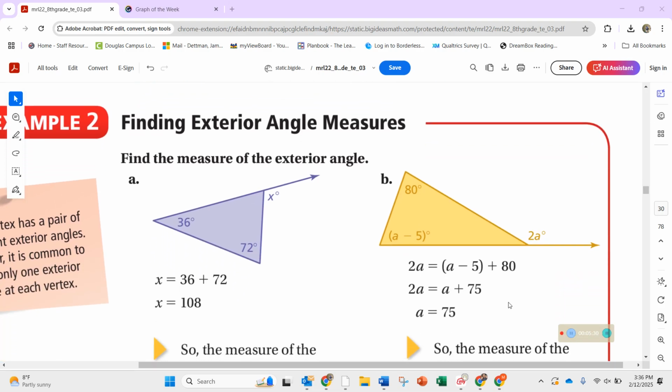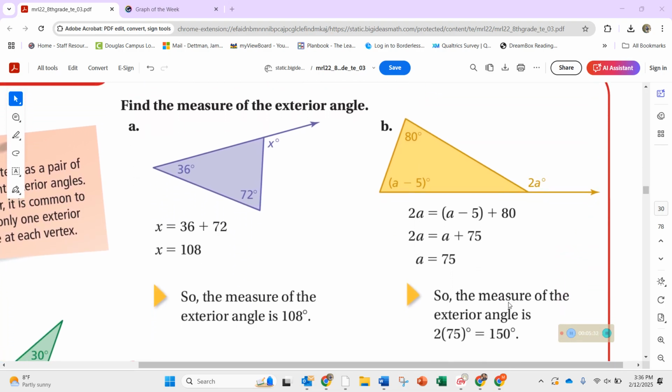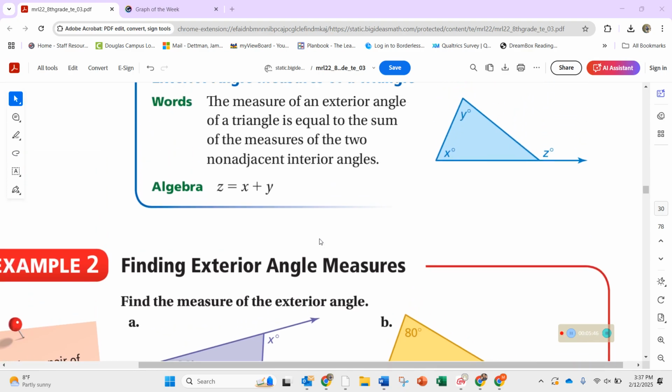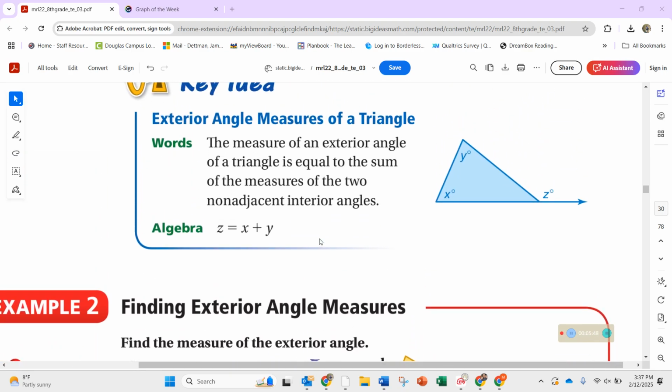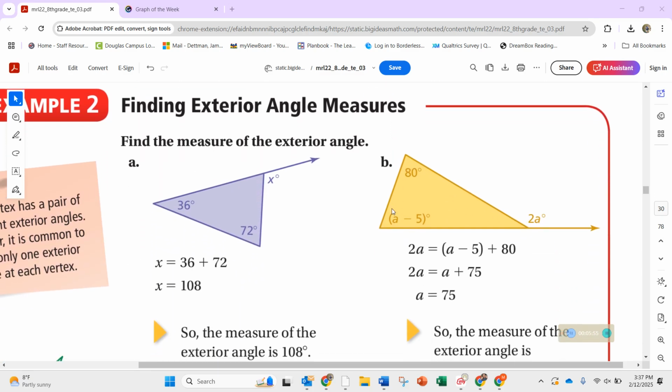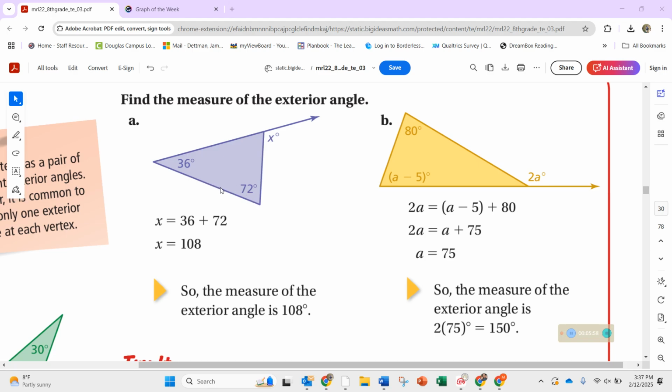All right. Now that you have that in your notes, if you don't, make sure you pause it and go back. So here we are. Two examples. Let's follow the purple one first. So we have our x, 36, and 72. So we have to add those two together. Let me just check the exterior angle measures. Yep. The measure of the exterior angle is the sum of the two non-adjacent angles, right? The x and y equals z. Okay. So there we go. Here's our x and y equals that. So here we go. 36 plus 72 equals 108.